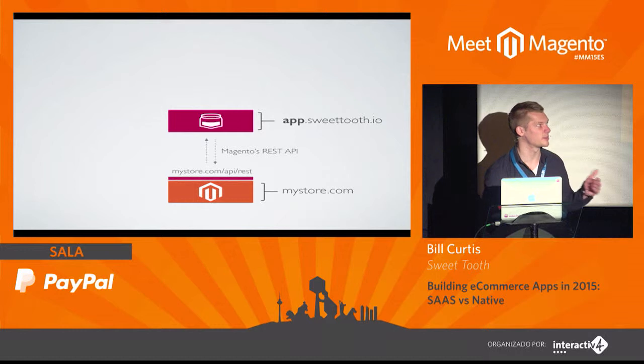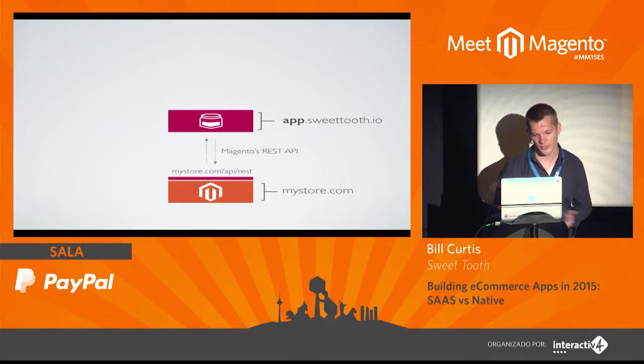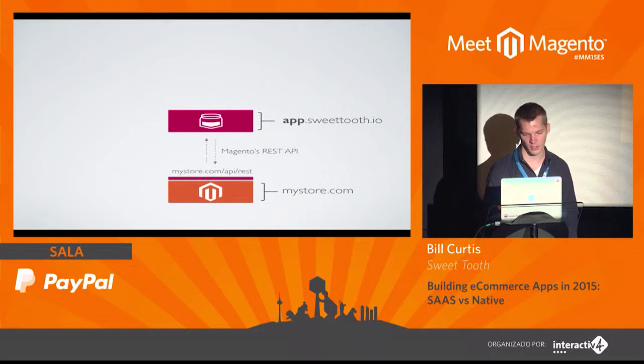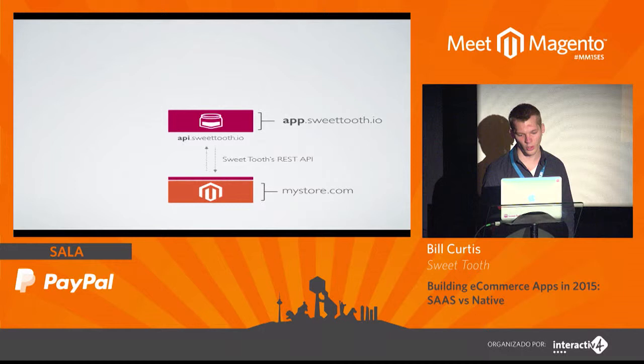So how do these two systems communicate back and forth? There's two ways in general. Magento has this REST API, which we can access from app.sweettooth.io, our infrastructure there. Or our very light connector can push information if the use case presents itself to api.sweettooth.io. So we have APIs in general connecting these two systems.